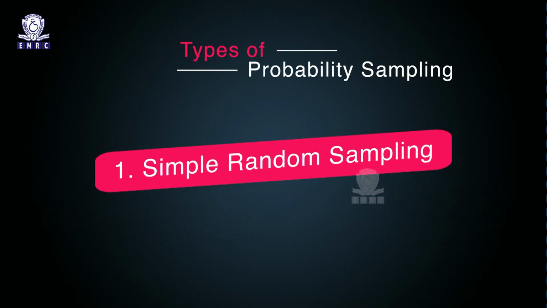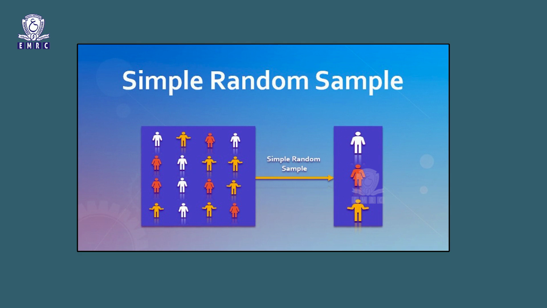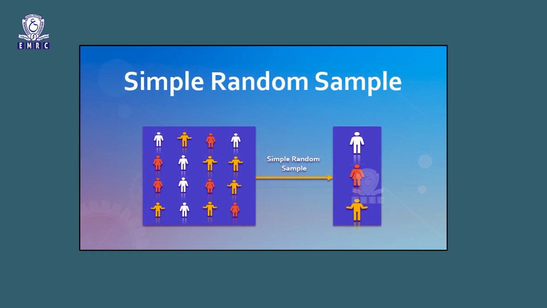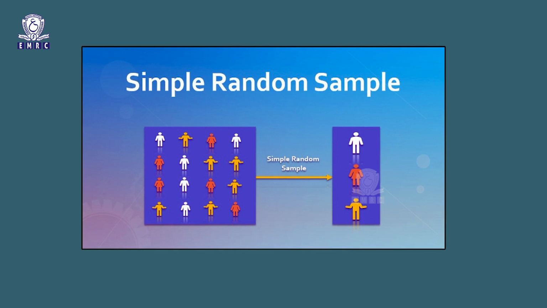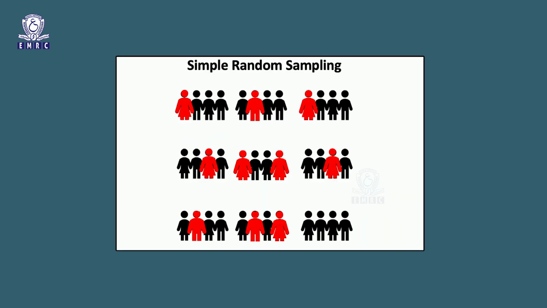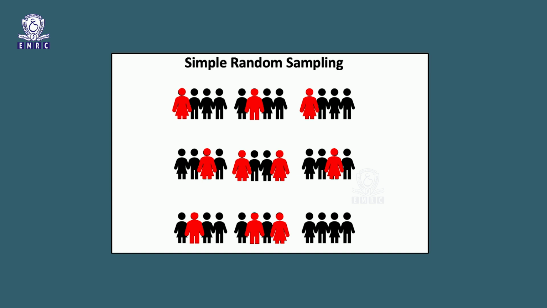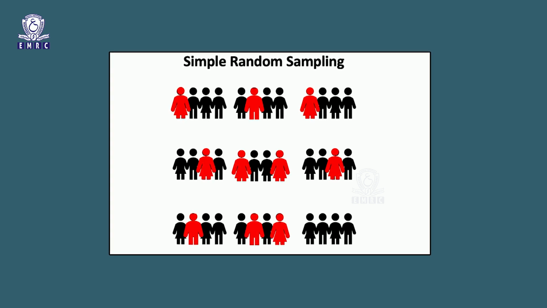Now let us discuss simple random sampling. In this sampling, each unit has an equal chance of being selected. The process of selection of a unit is random, but in practice, the random sample usually is a representative sample and gives reasonably accurate data. It is also called equal probability sampling or proportionate sampling because each element in the population has an equal probability of getting into the sample, and all choices are independent of one another. It gives each possible sample combination an equal probability of being chosen.